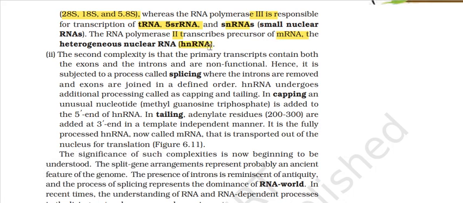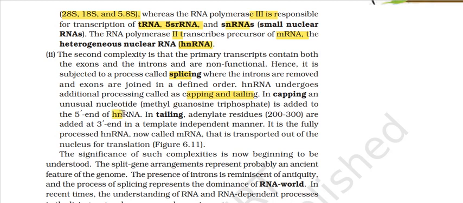Fine. The second complexity is that the primary transcripts contain both the exons and the introns and are non-functional. Hence, it is subjected to a process of splicing where the introns are removed and exons are joined in a defined order. Heterogeneous nuclear RNA undergoing additional processing called as capping and tailing. In capping, an unusual nucleotide, methyl guanosine triphosphate, is added to 5' of hnRNA.